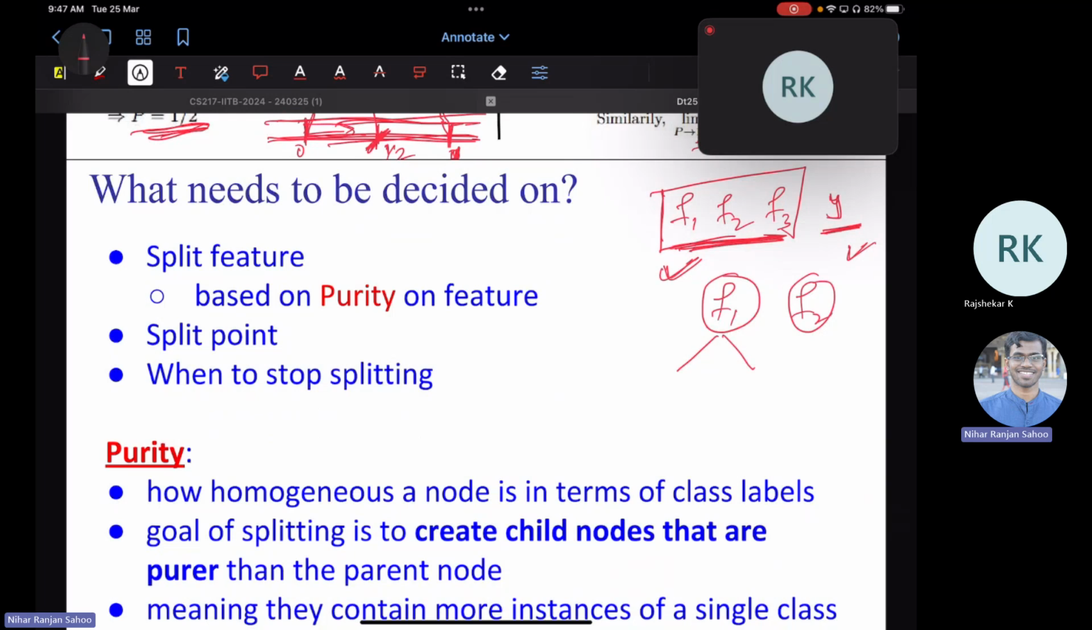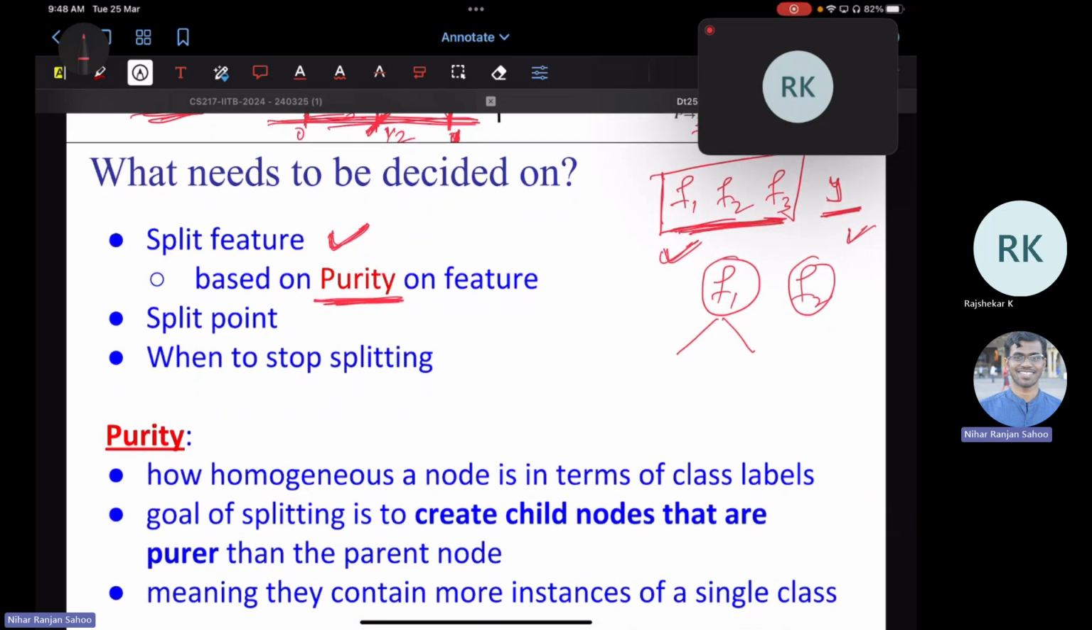What you do generally in a decision tree is decide which feature to split on. So how do you decide? You decide based on something called purity, right? We'll see what purity is and how we compute it. Then the split point: what particular value of a particular feature you will split at, and when to stop the splitting, right? These are the three major decisions we have to make while constructing the decision tree.